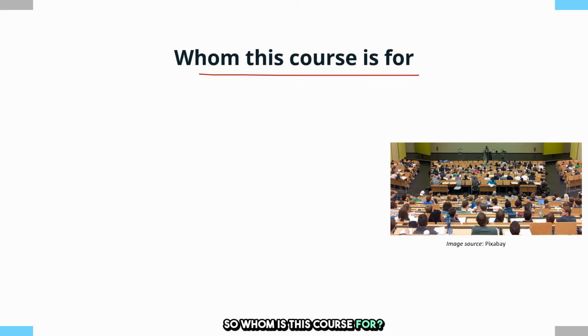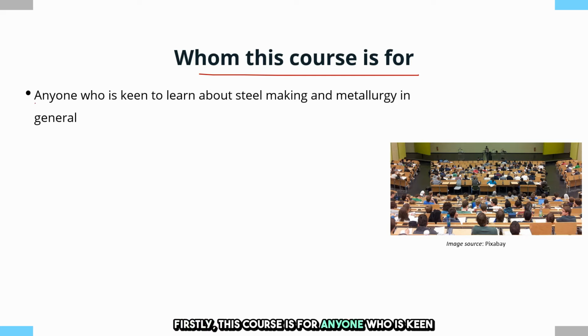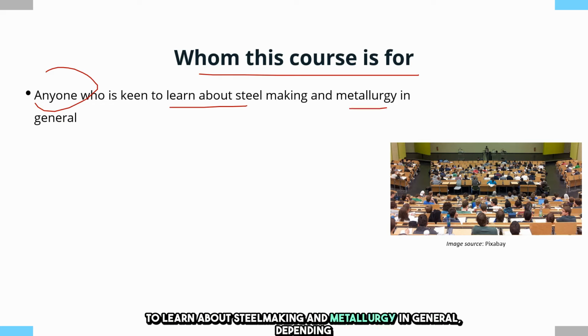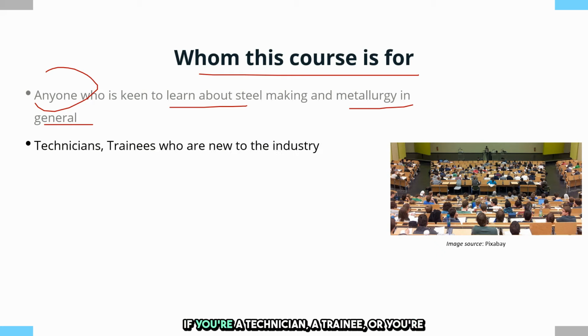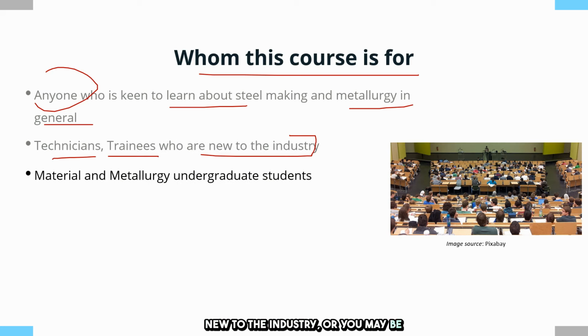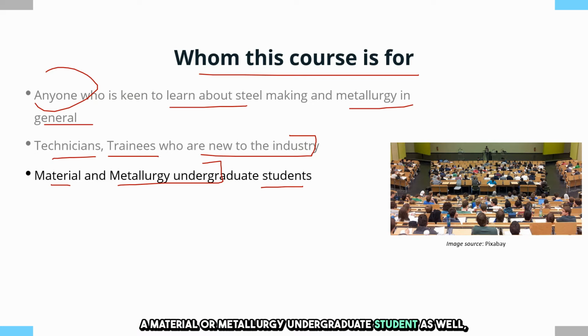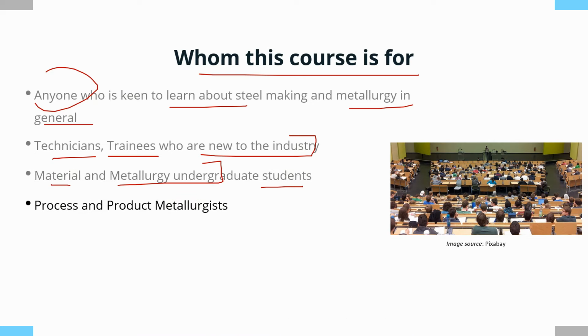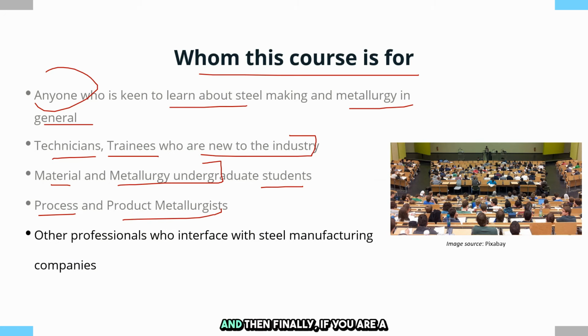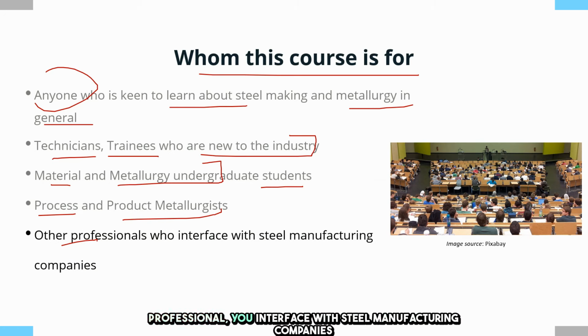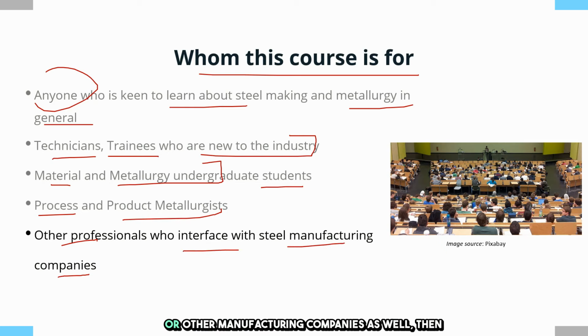So, whom is this course for? Firstly, this course is for anyone who is keen to learn about steelmaking and metallurgy in general, depending on what walks of life you're from. If you're a technician, a trainee, or you're new to the industry, or you may be a material or metallurgy undergraduate student as well, this course is definitely for you. You could also be an industry professional as a process or product metallurgist, then this course is for you. And then finally, if you are a professional and you interface with steel manufacturing companies or other manufacturing companies as well, then this course is definitely for you.